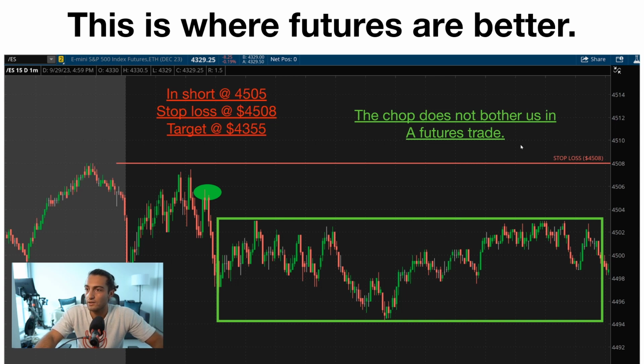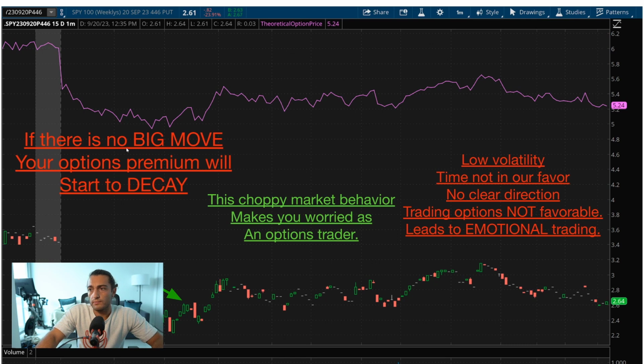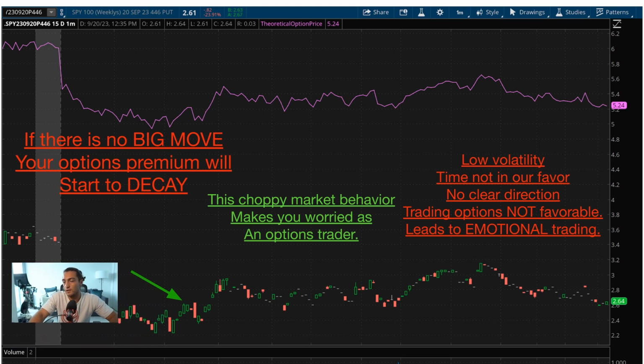Time doesn't really matter. As long as you got your entry, as long as you got your stop loss, you know what you're going to lose on that trade if the price gets up to your stop. If not, you kind of just leave it and see what the market wants to do, right? And yeah, like I said, if there's no big move, your options trade is going to have a lot of theta decay. So with options, if you don't get a big move, your premium starts to go down and you start to lose money on your trade because it's spending time doing nothing. And that's not good for your option contract.